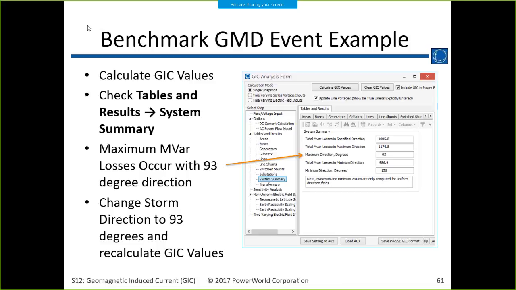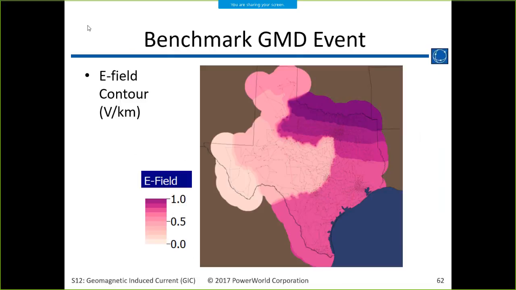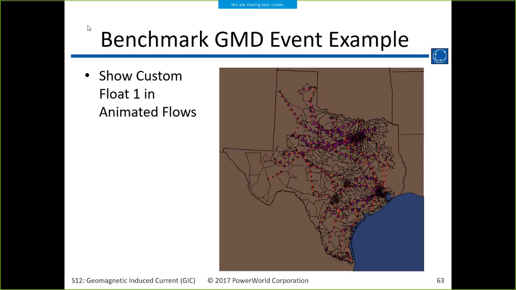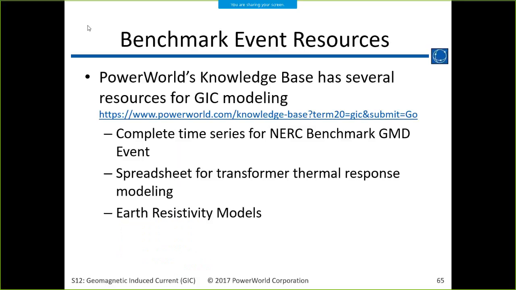And then we'll also talk about some sensitivity analysis tools that you can look at to see, for example, for a particular transformer, where are the transmission lines that contribute GIC to that transformer. But just come down here through the slides, there's the benchmark event right there, voltage contours. So again, this is on our knowledge base. You can download stuff like this. Like I said, we do have the time series that you can download, and that comes in the form of an auxiliary file.